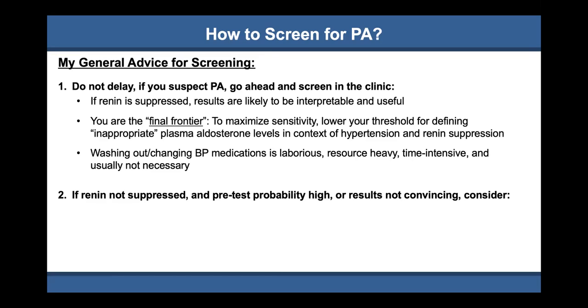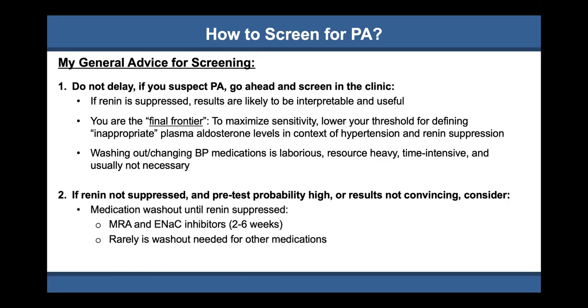Now, if you suspect primary aldosteronism and the renin is not suppressed or the aldosterone level is not high enough, on a case-by-case basis, you can consider a medication washout to minimize confounding. And the main culprits here are mineralocorticoid receptor blockers and ENaC inhibitors, medications that raise renin, lower the aldosterone to renin ratio, and might result in a false negative. You should stop those for 2 to 6 weeks and then repeat testing.